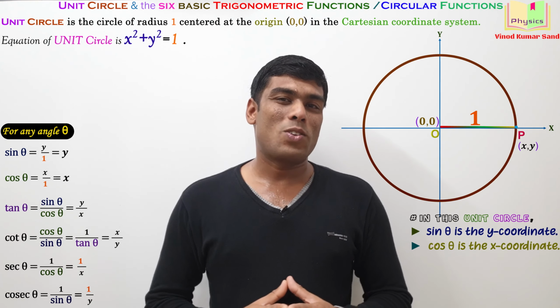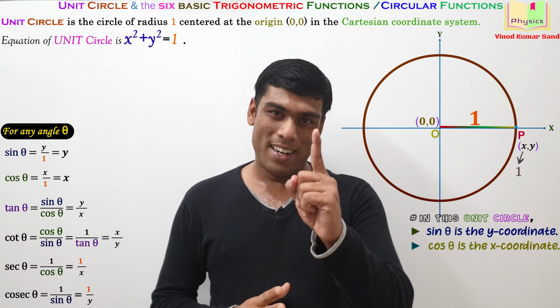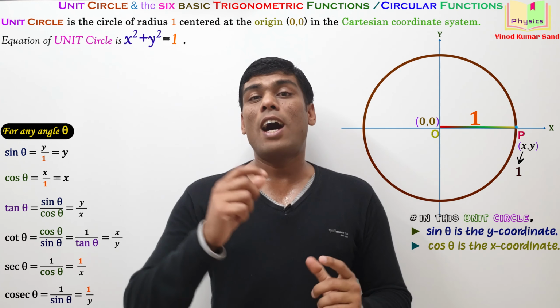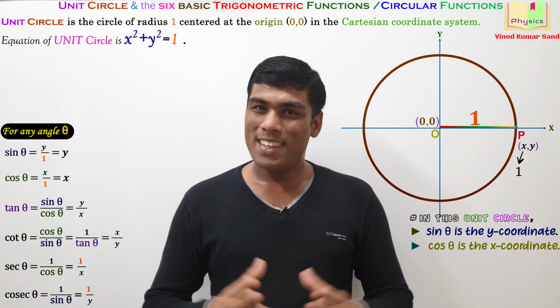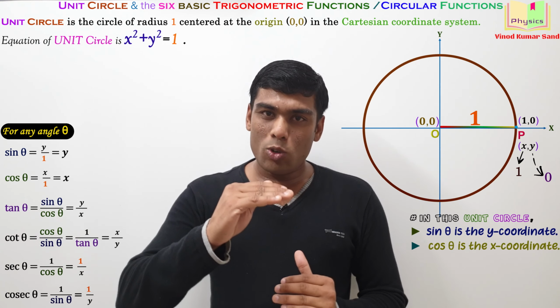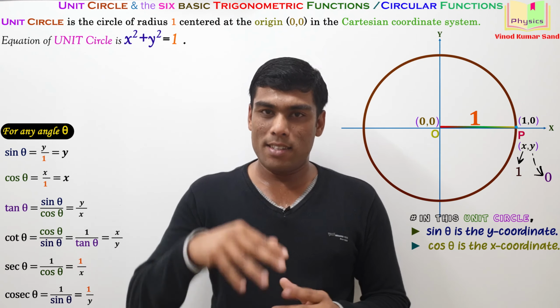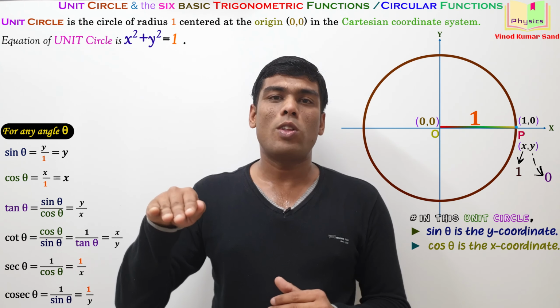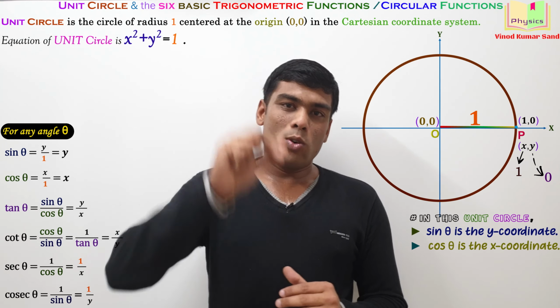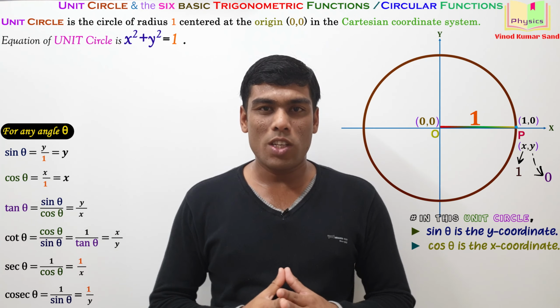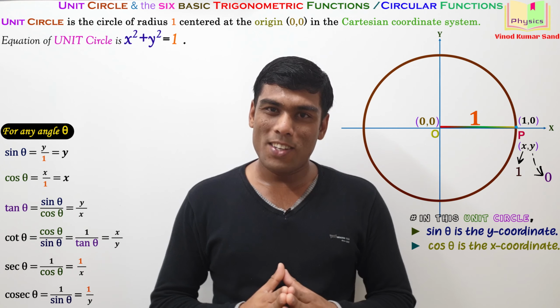So how much is the x coordinate of point P? 1. It is lying on the x-axis. And how much is the y coordinate of point P? 0. Y coordinate actually means how much up or down you are from the x-axis. So right now the point P is on the x-axis itself. So up and down from the x-axis is 0. So y coordinate is 0.